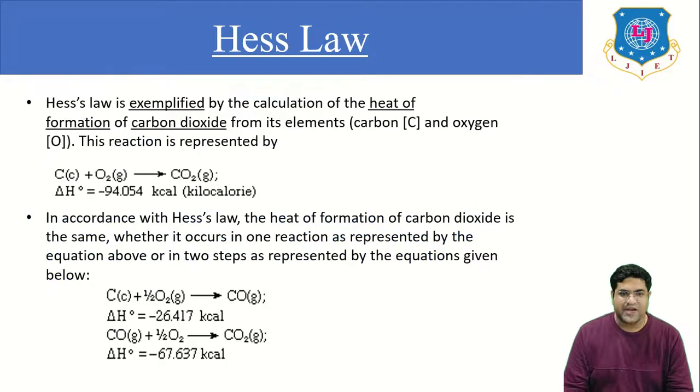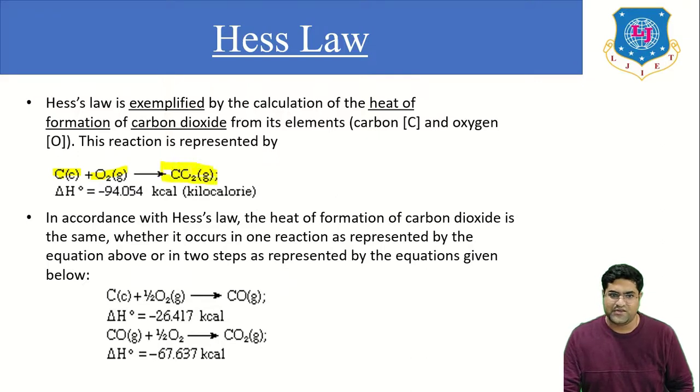Okay, so let us take the same example. Here you can understand the basic idea of Hess's law. Here you can see there is one carbon and two oxygen. Finally it will make CO2. So the delta H for this condition is minus 94. Okay, simple. So here the process is occurring in only one step, that is carbon plus oxygen makes carbon dioxide.